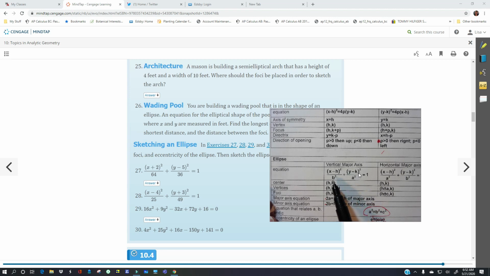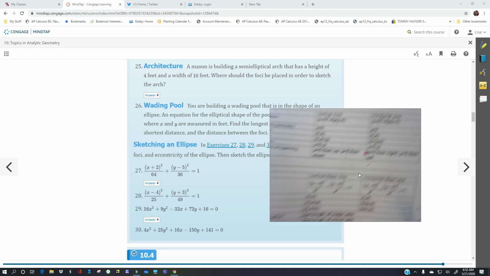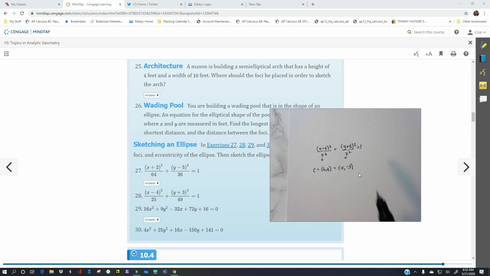B is always smaller because it represents the co-vertices, or the distance from the center to a co-vertex on the minor axis. So the B is shorter. The A is the longer part, or the bigger number. And if the bigger number is under y, we're going to have a vertical major axis. And if the bigger number is under x, we're going to have a horizontal major axis. Well, here the bigger number is under y, so we're going to have a vertical major axis. So I know that my A is 7, my B is 5.